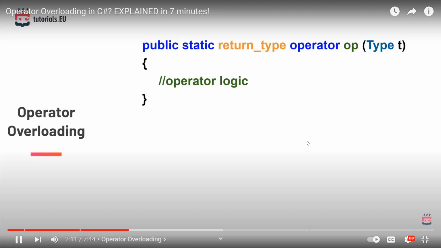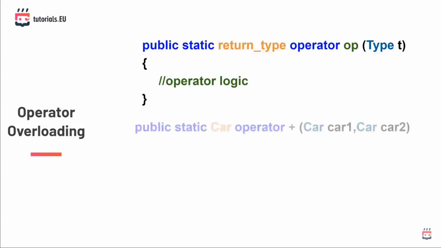Say we have a class called car with a property called speed. Then we can overload the arithmetic operator plus using the following code: public static car operator plus. We started with public static, then the return type, which is in this case a car, then the plus operator followed by two car parameters, which we are trying to add together.